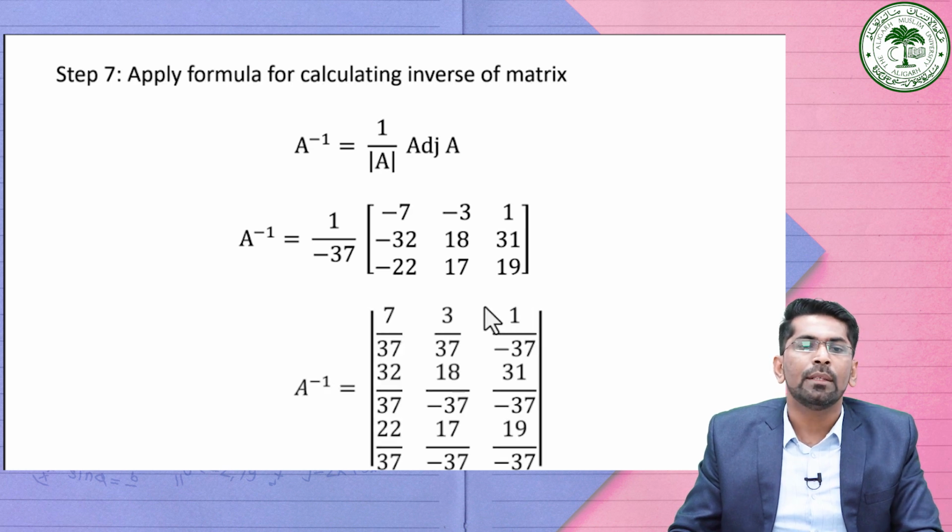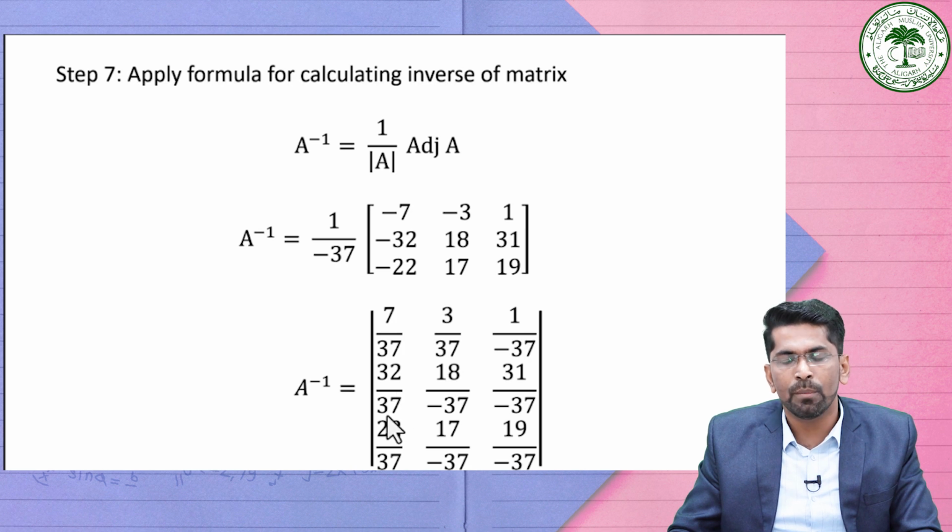So minus 7 divided by minus 37 is equal to, the minus will be cancelled out, so it is 7 divided by 37. Minus 3 divided by minus 37 is equal to 3 divided by 37. 1 divided by minus 37. Then minus 32 divided by minus 37, which will become 32 divided by 37. Then 18 divided by minus 37. 31 divided by minus 37. Then minus 22 divided by minus 37, which is equal to 22 divided by 37, 17 divided by minus 37 and 19 divided by minus 37. See, this is our inverse of the matrix.